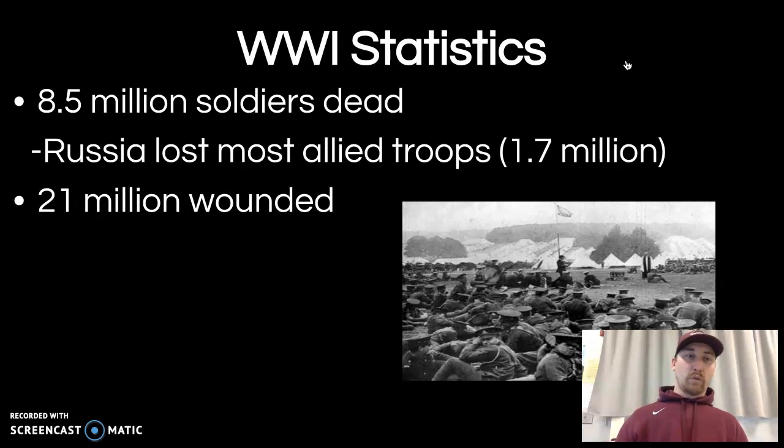21 million were wounded, bringing our number up to 28.5 million people that were casualties of World War I. Let's remember that casualties refers to people affected by the war. It doesn't necessarily mean deaths. To distinguish those two terms, we'll use fatalities to describe those who died, but casualty can be those who either died or were wounded.